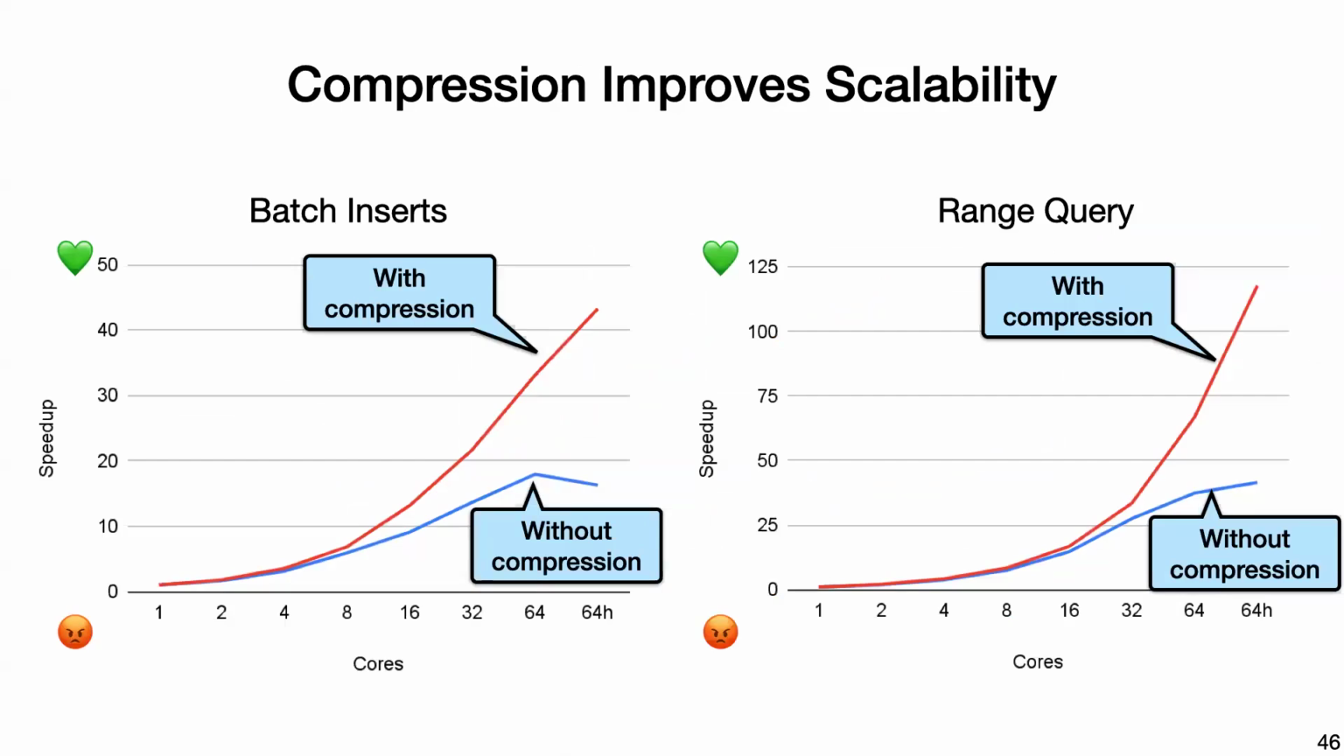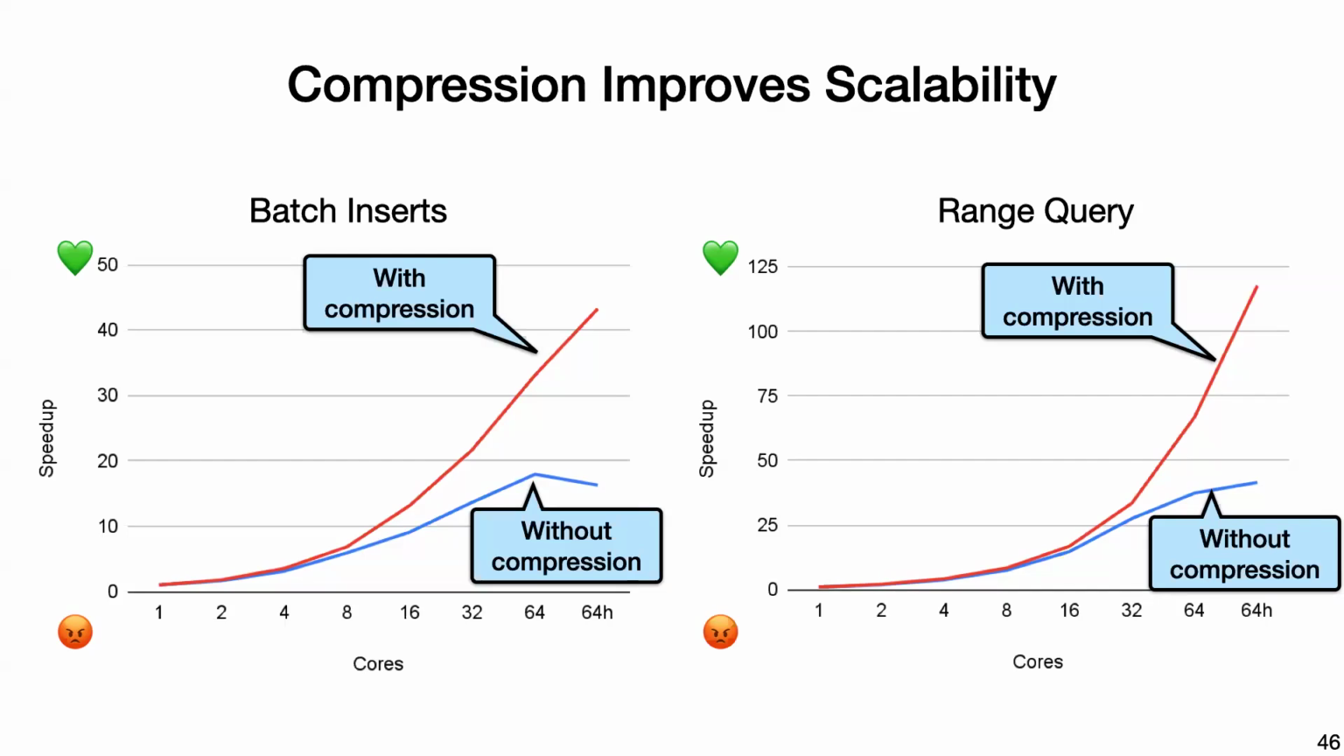So a natural trick when the whole thing is memory bound is you add compression. This blue line is without compression. This red line is with compression. And you can see that the scaling is indeed getting better. So here, this is strong scaling with cores. Physical cores up to 64, and then 64 hyperthreads. The red line goes above 40. The blue line is kind of less than 20.